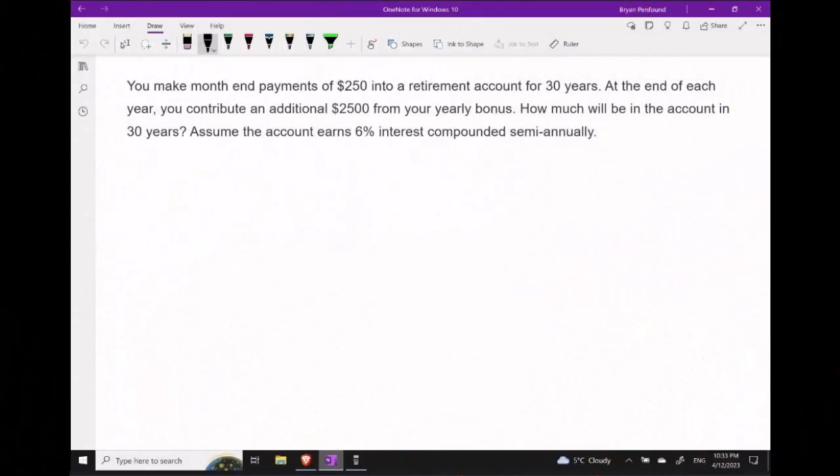In this question, we're going to make month-end payments of $250 into a retirement account for 30 years. And at the end of each year, we're going to actually contribute an additional $2,500. We want to determine how much is going to be in the account after 30 years, assuming that the account can earn 6% interest compounded semi-annually.